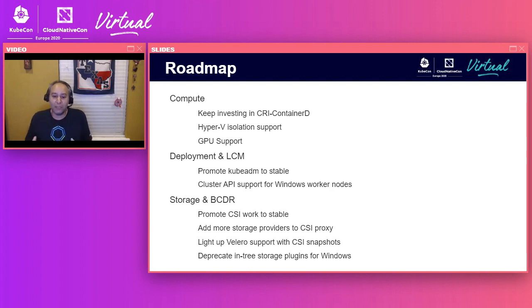From a deployment and lifecycle management standpoint, kubeadm and Cluster API are the de facto ways to manage the lifecycle of Kubernetes clusters. You want to get Windows supporting them to a stable, releasable state so that you can take advantage of Cluster API for first defining and then provisioning Windows server containers and cluster nodes in Kubernetes. And from a storage standpoint, we're going to promote the CSI work to stable. We're going to add additional storage providers like vSphere and AWS. And we're going to light up Velero support so you can take advantage of CSI snapshots to back up and recover your cloud native applications running in Kubernetes. And in turn, we're also going to deprecate some of our in-tree storage plugins in lieu of the CSI support that we're adding.